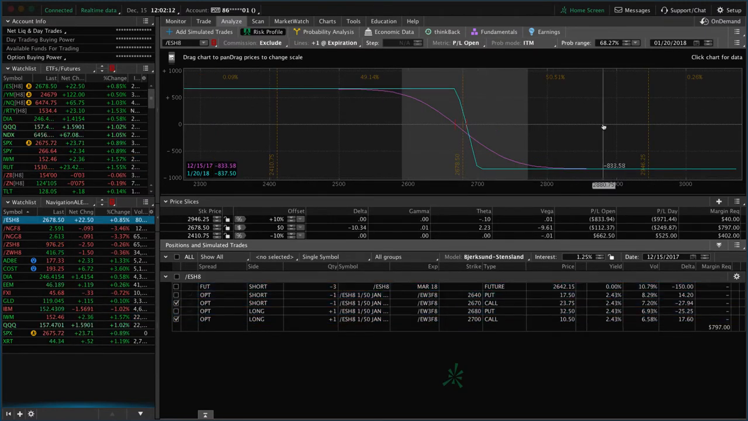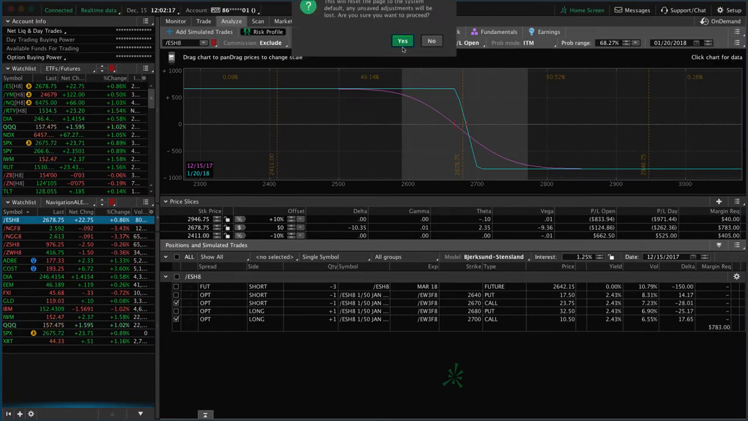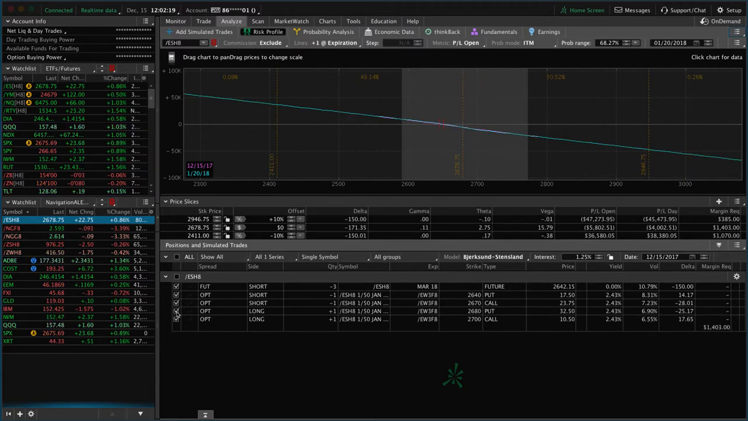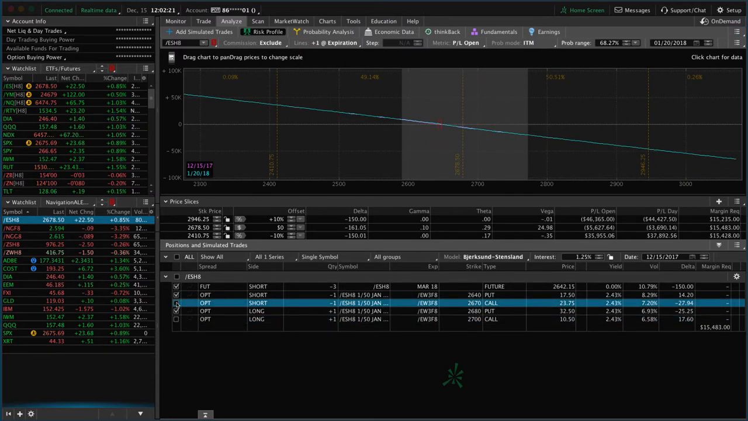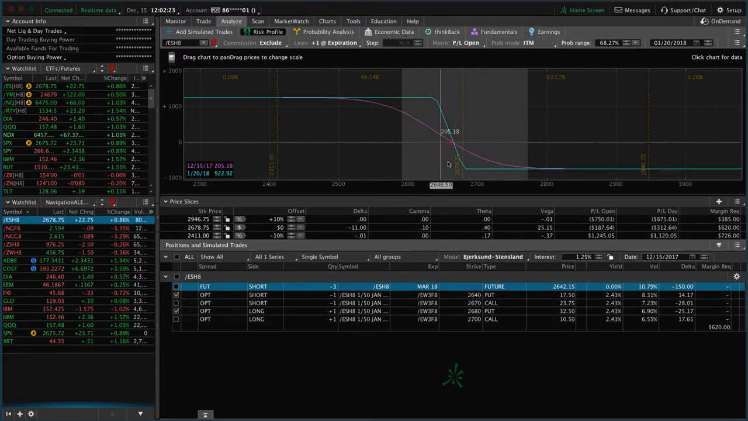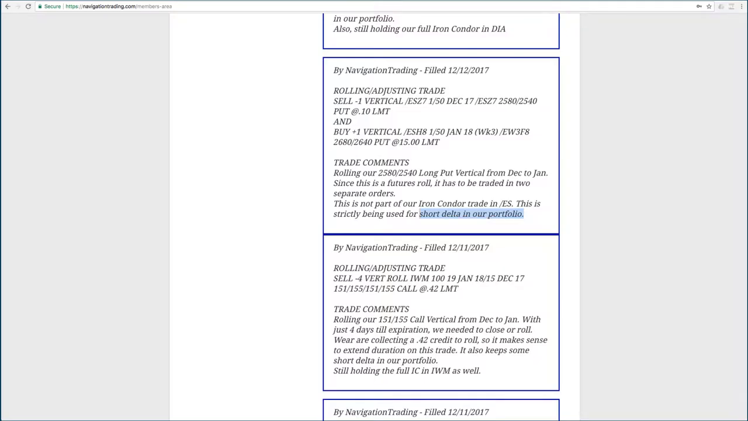Let me reset this so I can check the correct boxes. So we will uncheck these. So this is the put spread here. And you can see we just need some downside in ES to benefit that piece. But we got that rolled out to January, so we're all good there.